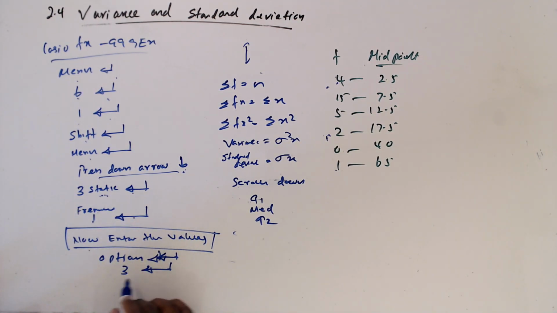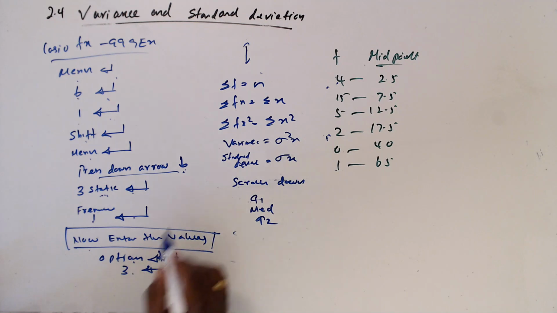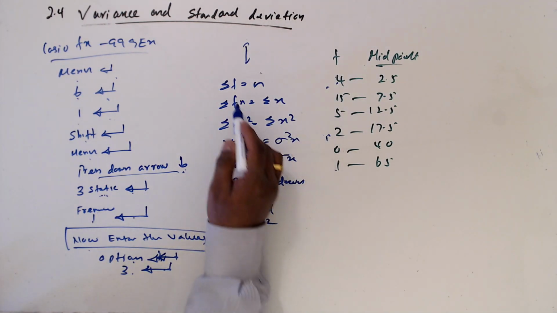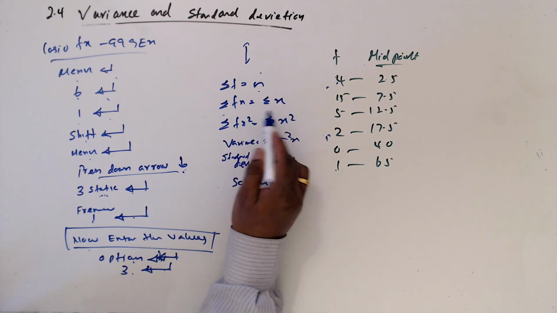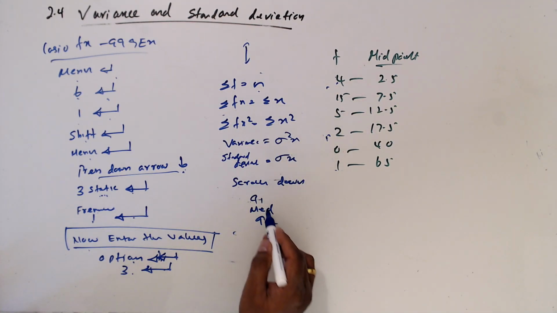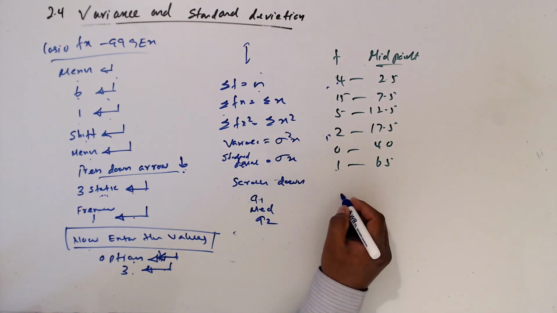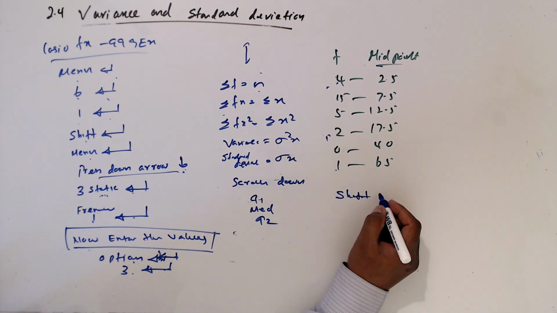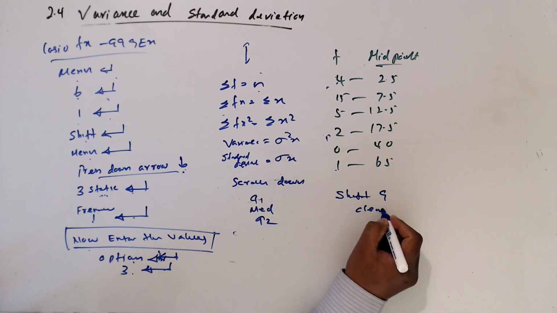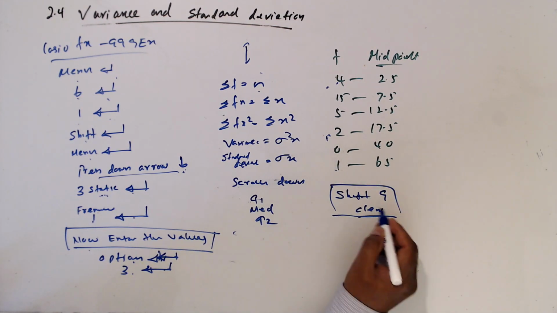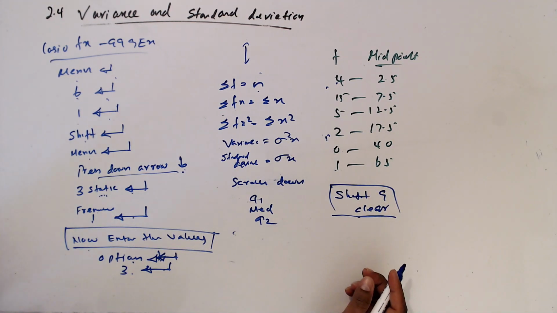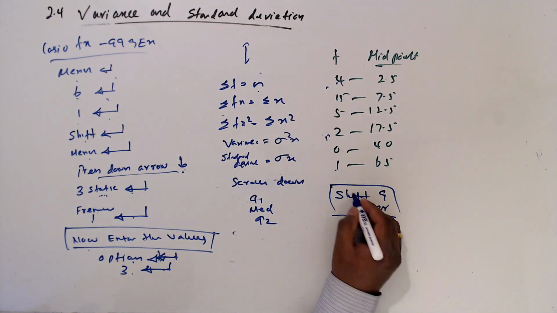Now we can enter the values, and after entering the values we want to get the results, so go to the option, then go to 3, and then scroll up and down. You can get all the details: summation f equals n, summation fx equals likewise, and so on. Finally, shift 9 for clear the data. Make sure that you always clear the data before using the calculator, because the previous data may affect. This is shift 9.